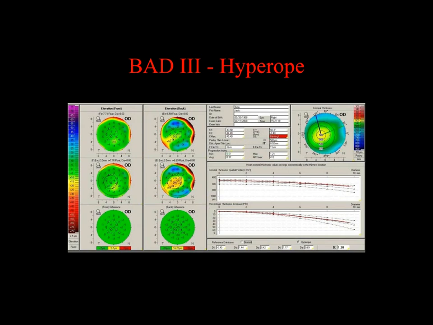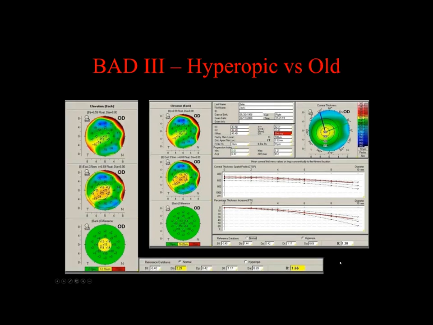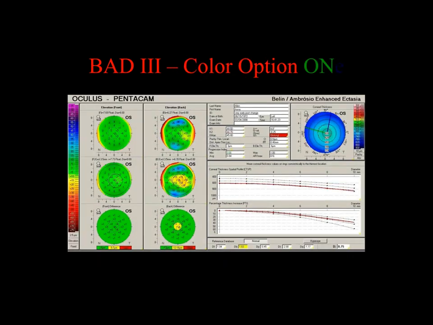And this is an example of why we add the hyperopic database. So this is a hyperopic patient on the Belin Ambrosio 3, and you'll notice that it's completely normal. But if I were to run that same patient on the second version, notice we got a yellow warning here. Because again, this is using only a myopic database. So we call it normal. We probably should call it myopic, hyperopic. But if you have a patient where any axis is positive, you want to click on the hyperopic because it uses a different normative database.